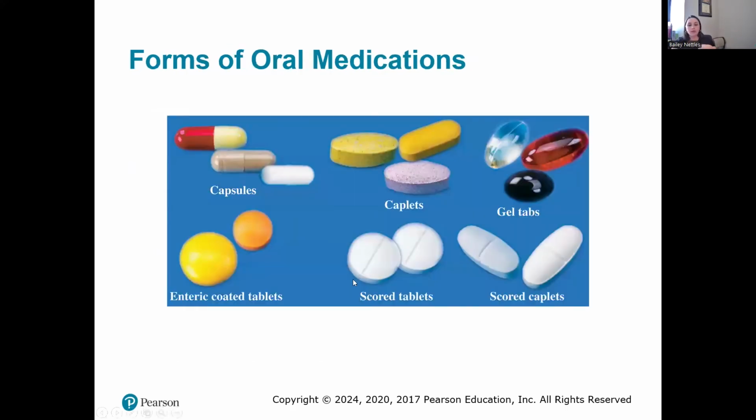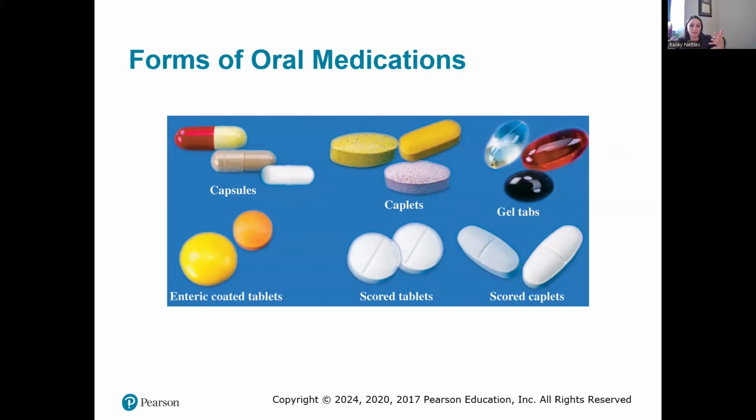Okay. So these are different types of pills. Our capsules are enteric coated. See how they look like an M&M. Caplets are our tablets, our gel caps. So capsules, we cannot crush a capsule. There are specific capsules that you can open. And how do you know that? You have to read it. You have to look it up. If the capsule says it can be opened, you can open it and that's fine.